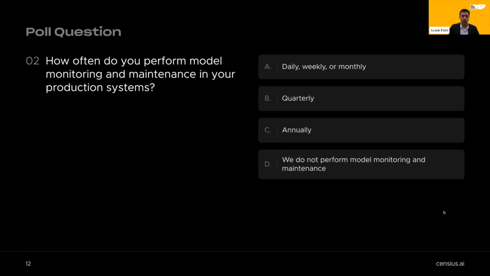So Lizzie, let's do another poll around just seeing where people are with their monitoring and maintenance in the production systems, and what they look like.